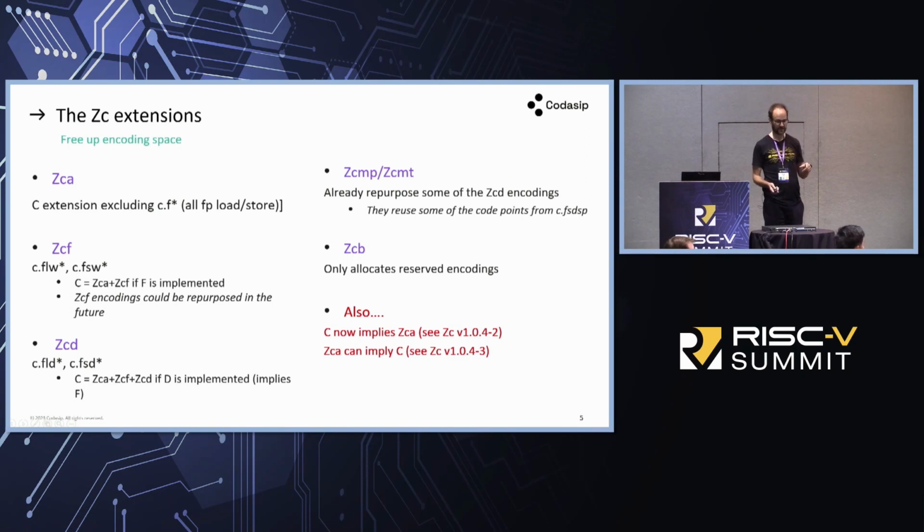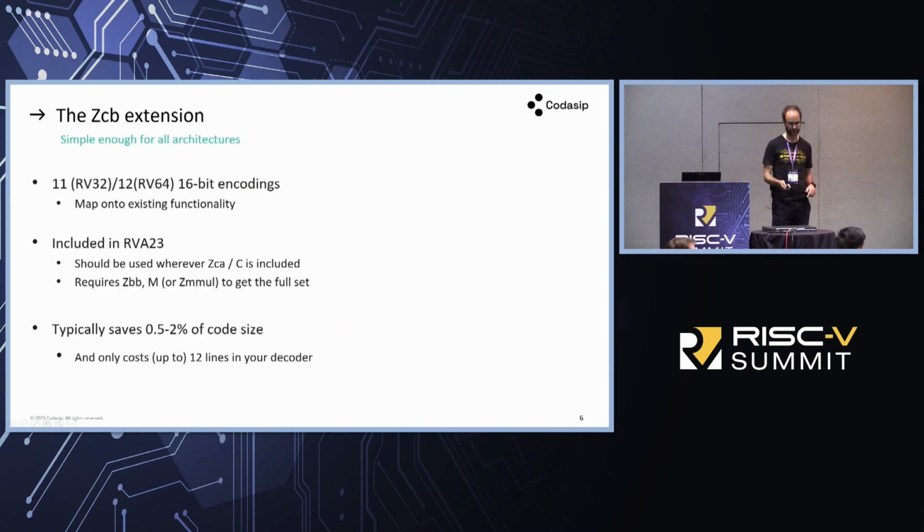I presented this slide in Barcelona in the summer. Since then, the spec has moved forward a little bit as the toolchain implementation has moved forward. So we've added new implication rules. So if you specify C, you now get Zca plus the other bits if you have floating point. And we put some rules in about how you set misa.C. So really just sort of dotting the i's and crossing the t's on the specification. All the instructions are the same.